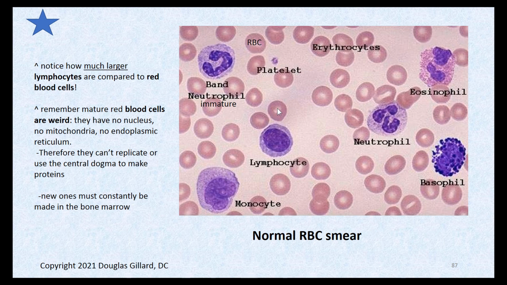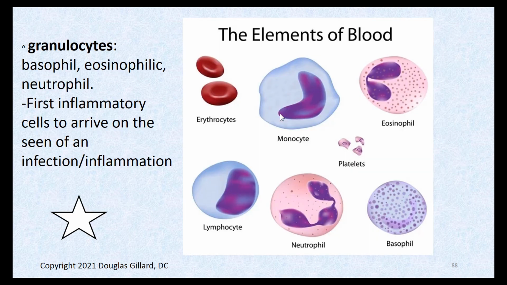And they don't have any nucleus, they don't have any mitochondria, there's no endoplasmic reticulum, they can't replicate, they can't do protein synthesis, so they don't live forever. But they're really good at carrying oxygen. That's what we need them to be.